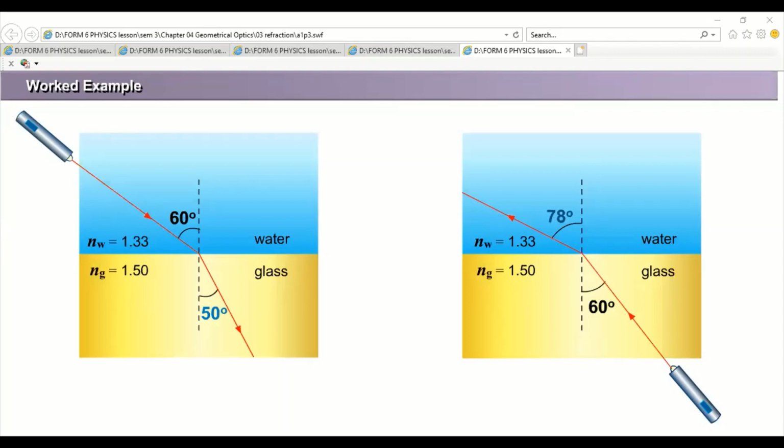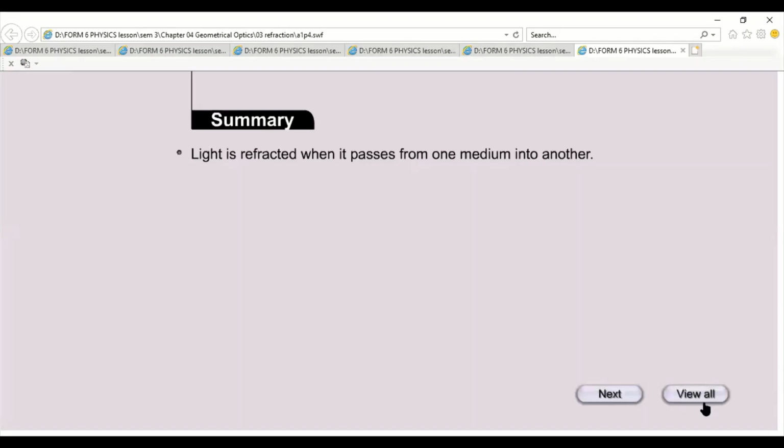Ladies and gentlemen, as a summary, we can say that light is refracted when it passes from one medium into another medium with different optical density, where according to Snell's law, sin i over sin r is equal to a constant, and the constant is the refractive index.